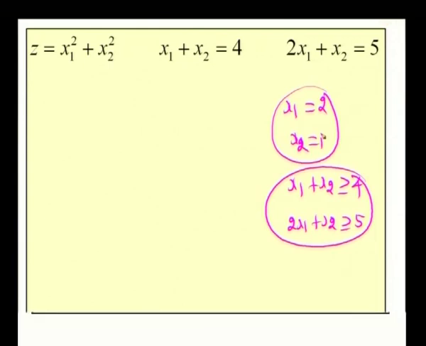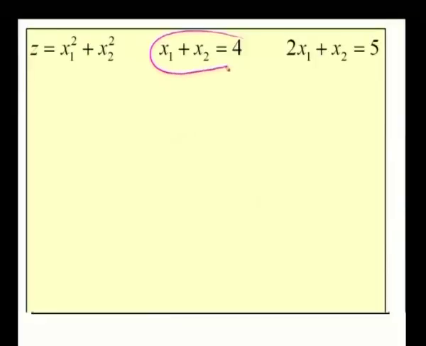Now, we will consider the other case, the equation x1 plus x2 equal to 4. Now, differentiating this line gives 1 plus dx2 by dx1 equal to 0. From this, we have dx2 by dx1 equal to minus 1. We will take it as equation 3.